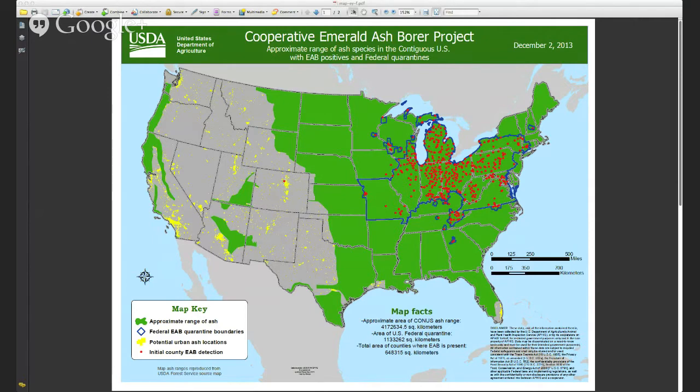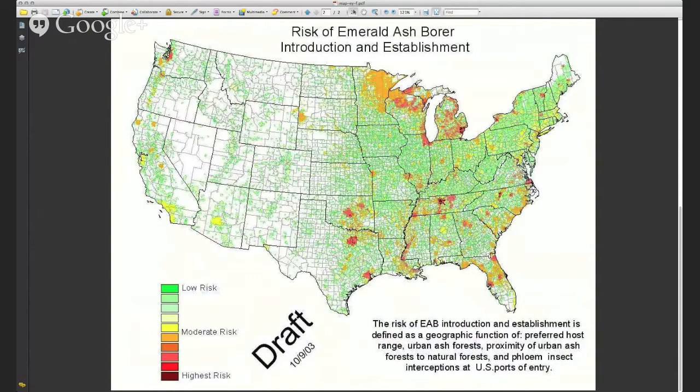And then I have a second map that I'd like to pull up too. It's been created by the Nature Conservancy's Global Invasive Species team, and it's more of a risk map that shows the risk that emerald ash borer will be introduced and become established. In the map you can see that the darker red areas are the highest risk for emerald ash borer, going down to the green areas, which have a lower risk.